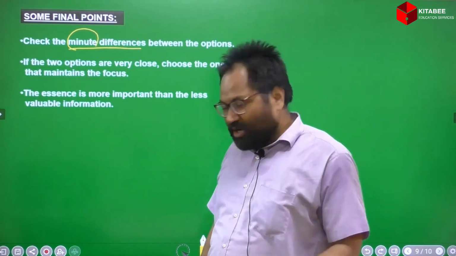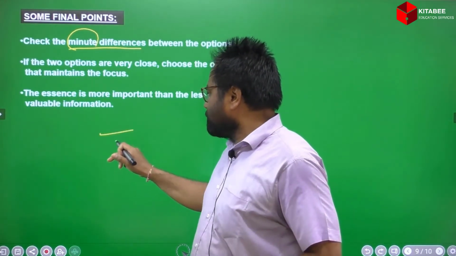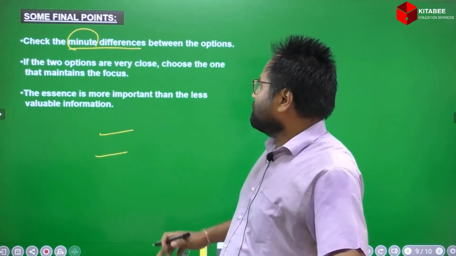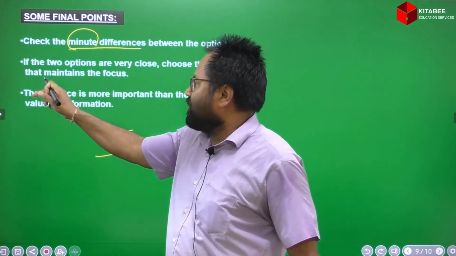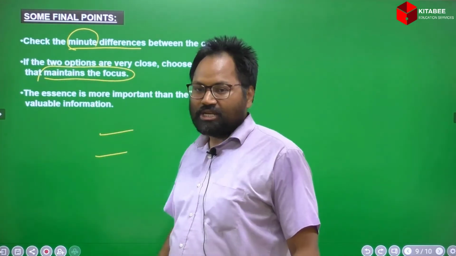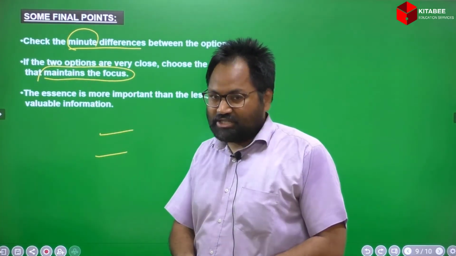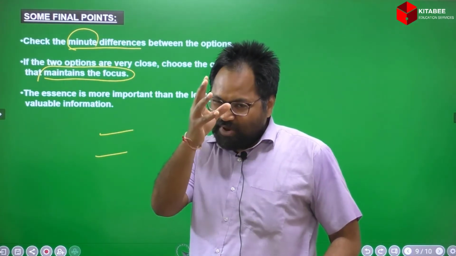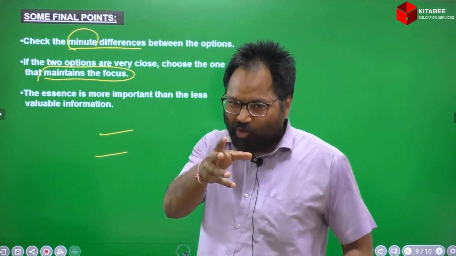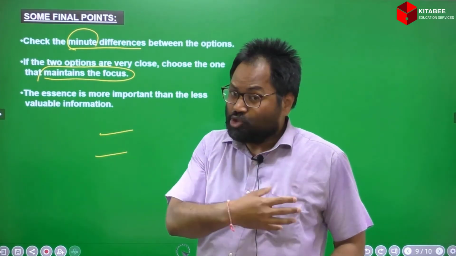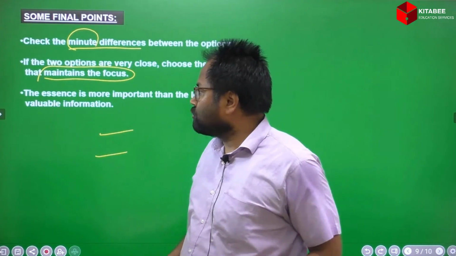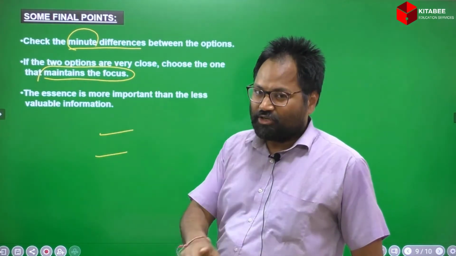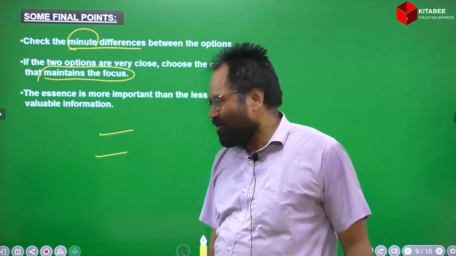Now, what I was saying, if two options are very close, the best option always maintains the focus. What is focus? Heart of the passage. It always maintains the core idea, central theme, heart of the passage. You cannot leave it. So, when two options are very close, choose the option that maintains the focus. Don't lose the focus. All right.